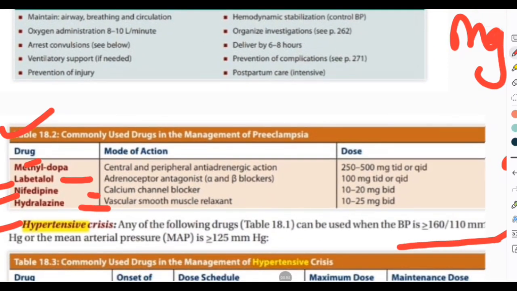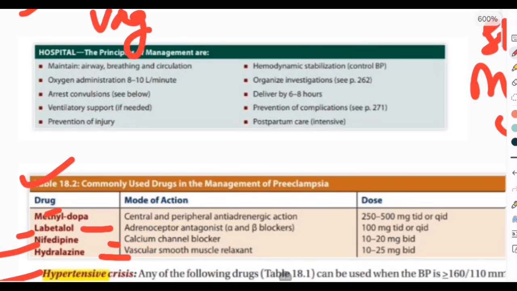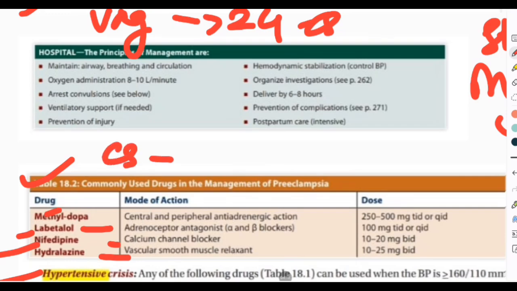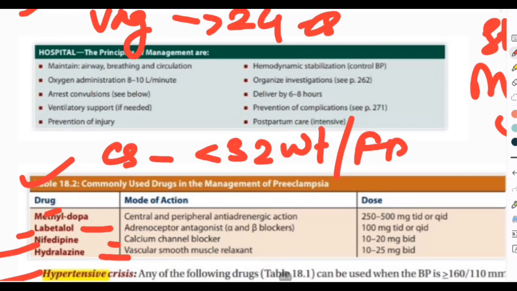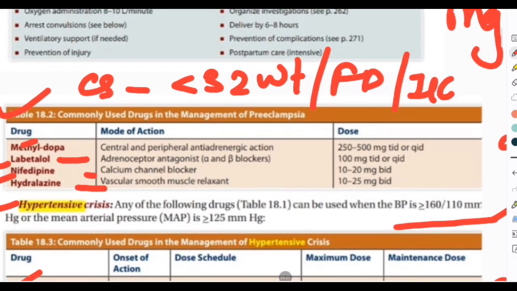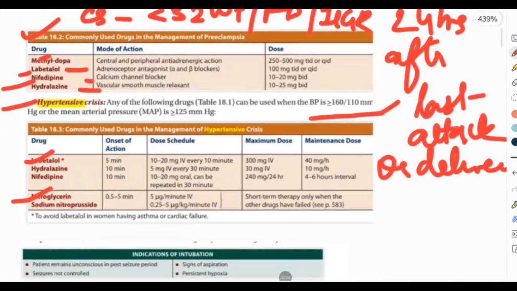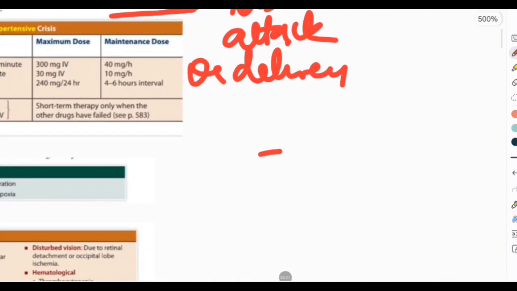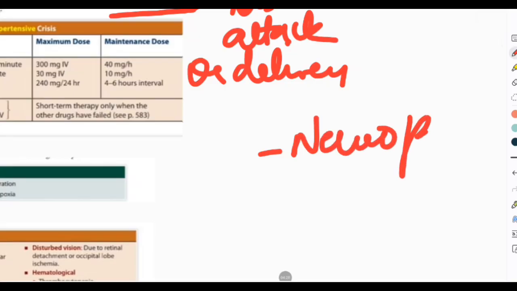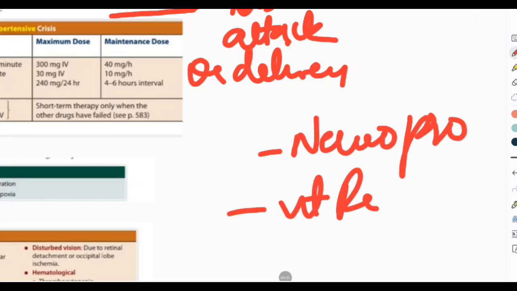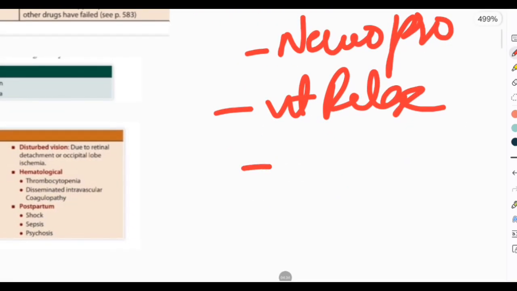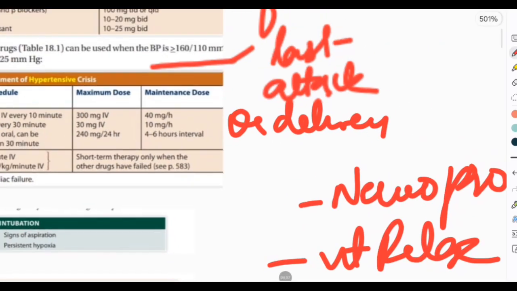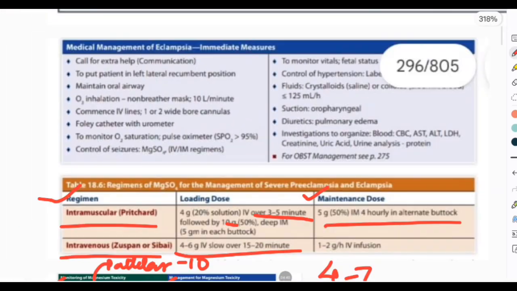Then mode of delivery: try for vaginal delivery. If it takes more than 24 hours, try for LSCS. Indications for CS: gestational age less than 32 weeks, fetal distress, IUGR. Other benefits of magnesium: neuroprotection, uterine relaxation.